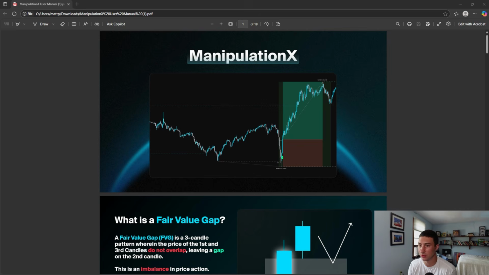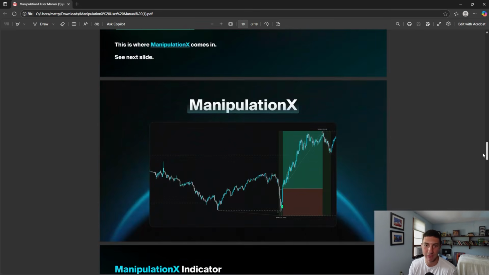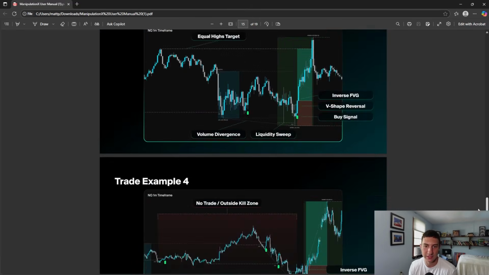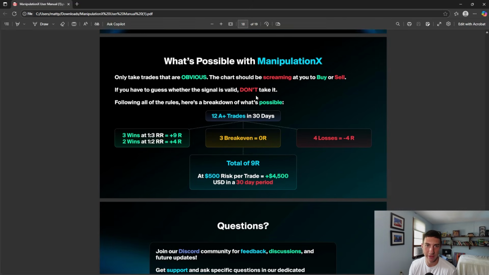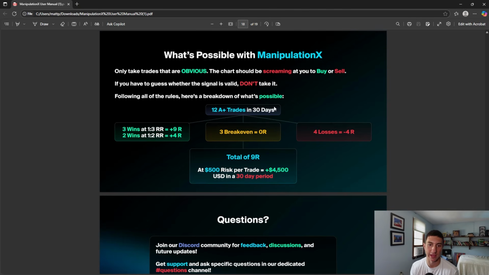This is a nice little user manual here that I've made for the new algorithm, and I actually covered the math on one of these slides. Okay, so here's what's possible with my trading system that I've gone over in this channel. If you only take trades that are obvious, here's what the math will kind of look like. And in this case, at a $500 risk, okay? So let's say you take 12 A+ trade setups in 30 days, okay?